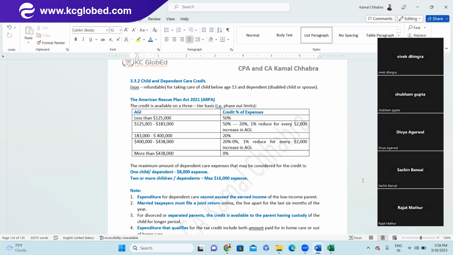If your income is in a range of $125,001 to $183,000, then it will start getting phased out, and you will phase out 1% on each $2,000 increase in your AGI. What does it mean?